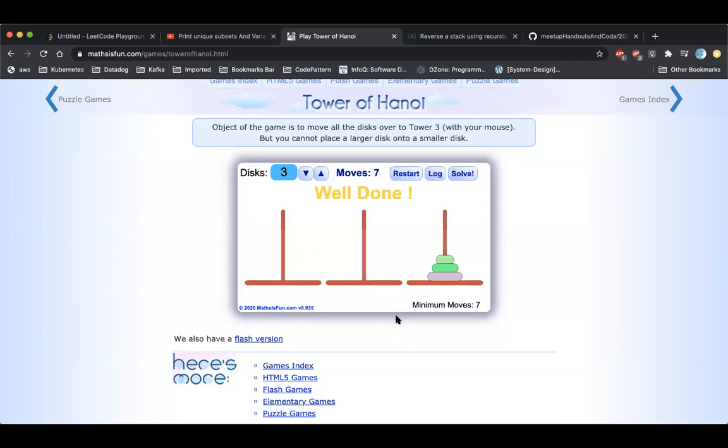So we are asked to identify what those steps are and how many steps you need to solve this problem. The 3 rods are constant, but the number of disks could vary. So if you restart, just for the interest of time, I'll just put 4.